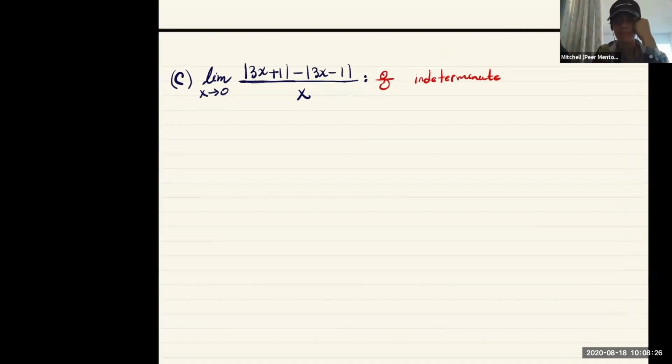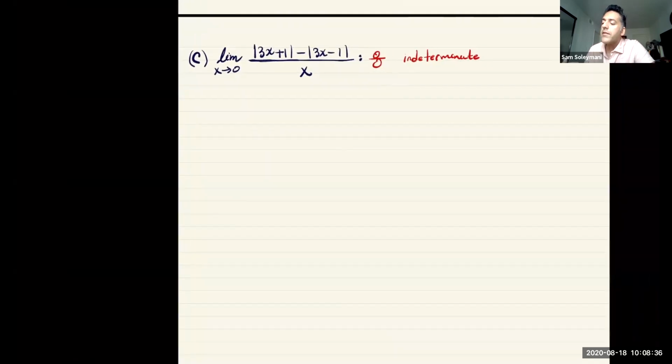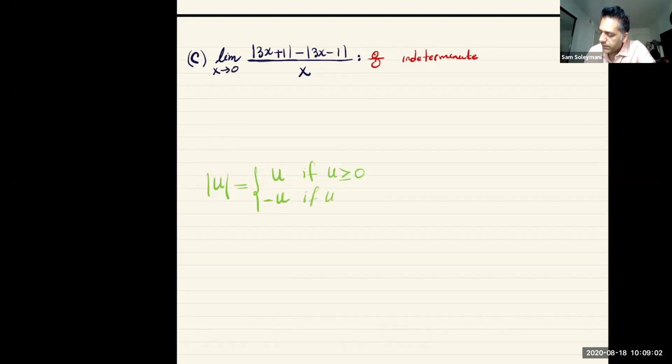Okay, so we break down an absolute value function. Let's do that. So just focus on that for now. We want to redefine absolute value of a function, and remember the definition of absolute value function. Let me write it down over here. Absolute value of u is piecewise. It's either positive u if u is positive, greater or equal than 0, and it's negative u if u is negative.